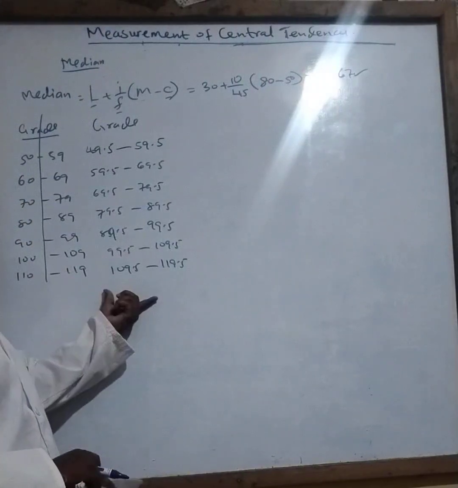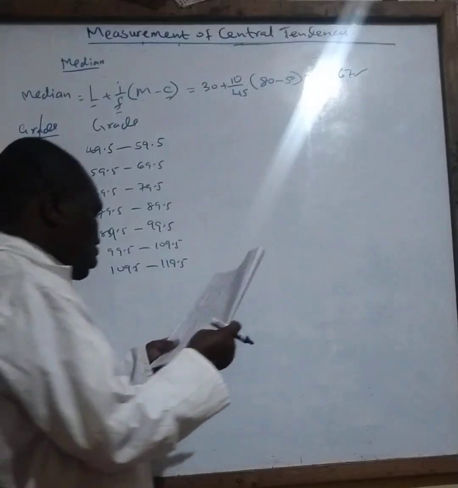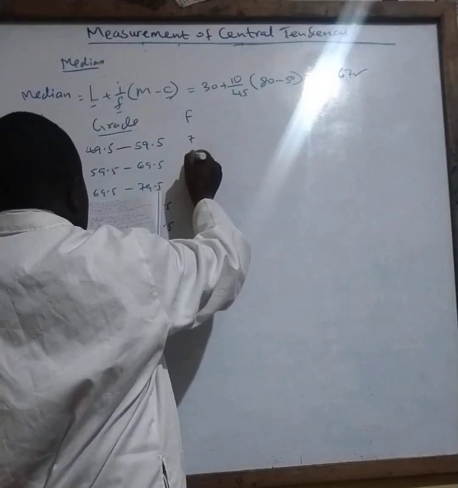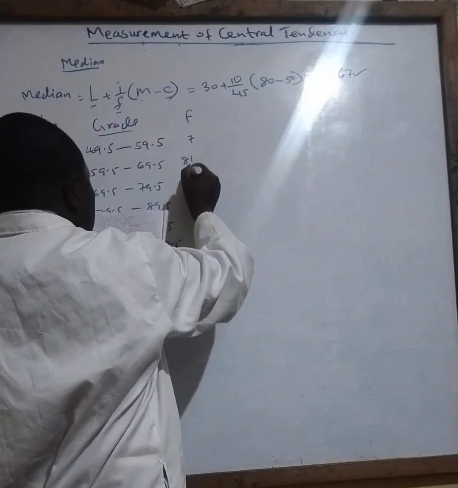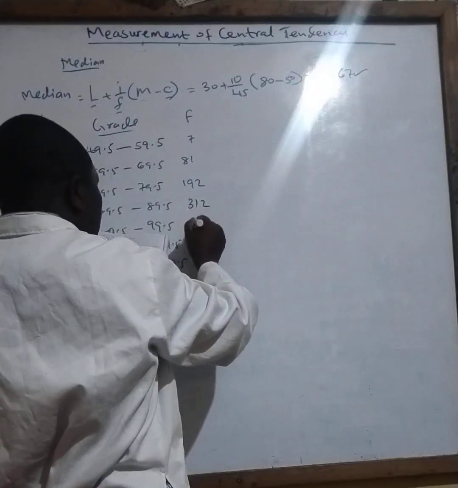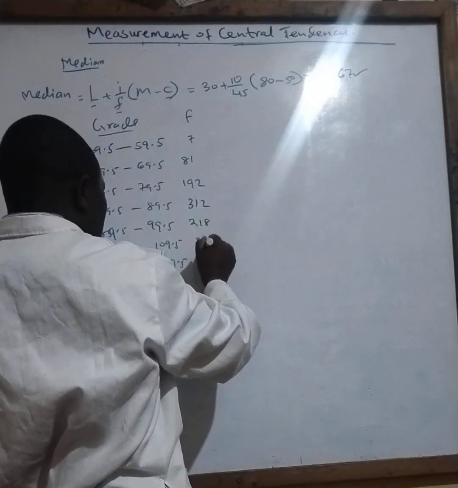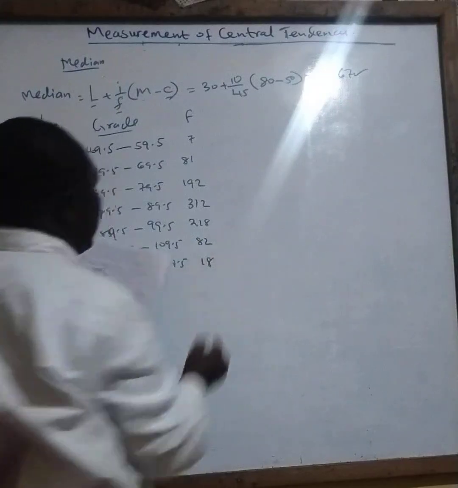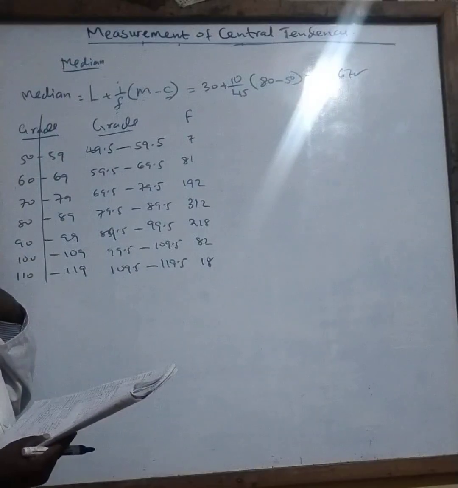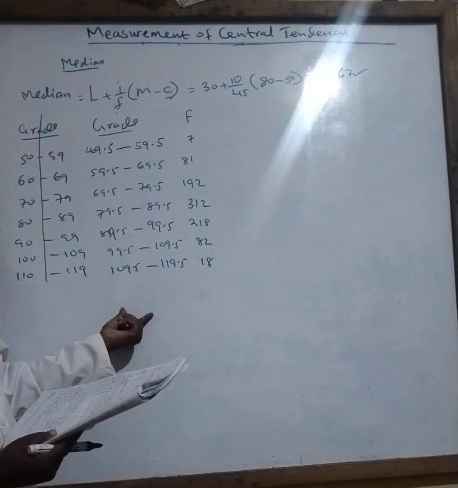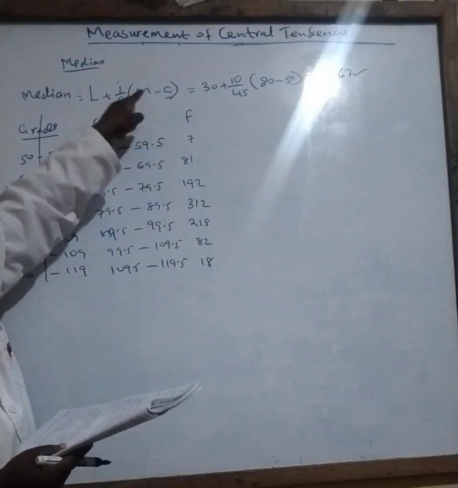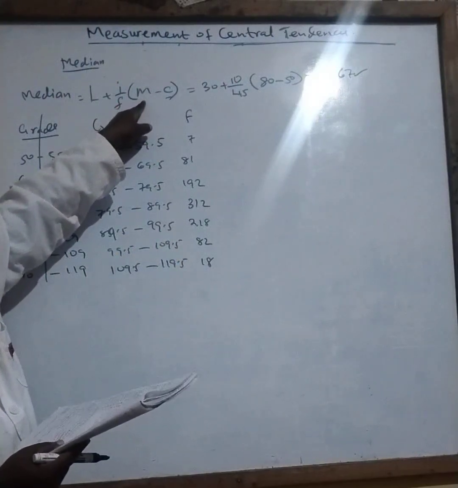From here, once you have this, you have the frequencies given: 7, 81, 192, 312, 218, 82, 18. That is your frequency. Now, I'm interpreting what I have. I already have the formula with me. Lower value, I don't know. Interval, I know it is 10. Frequency, I don't know. M, the middle item, I can work out.